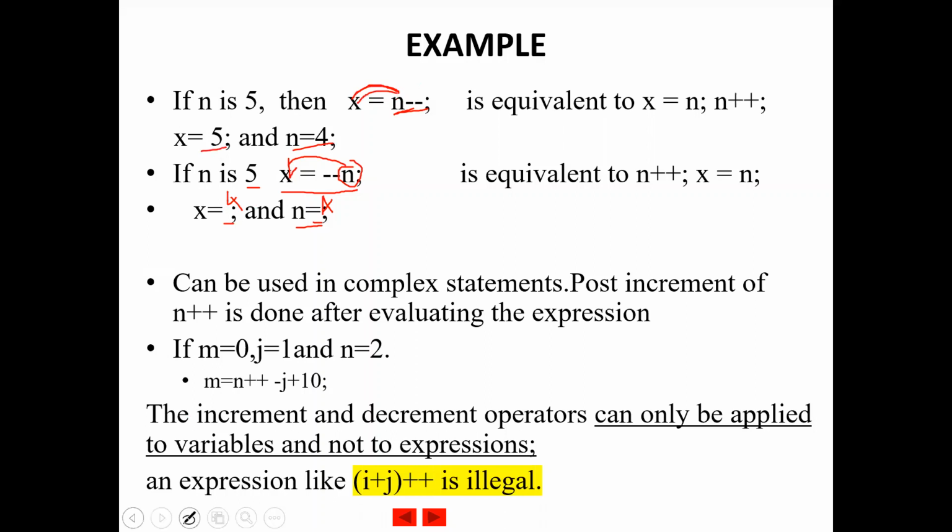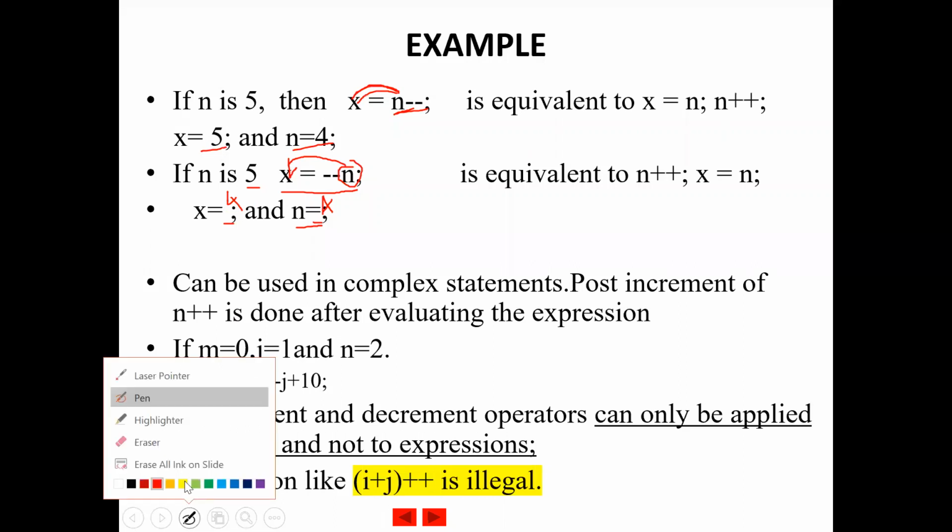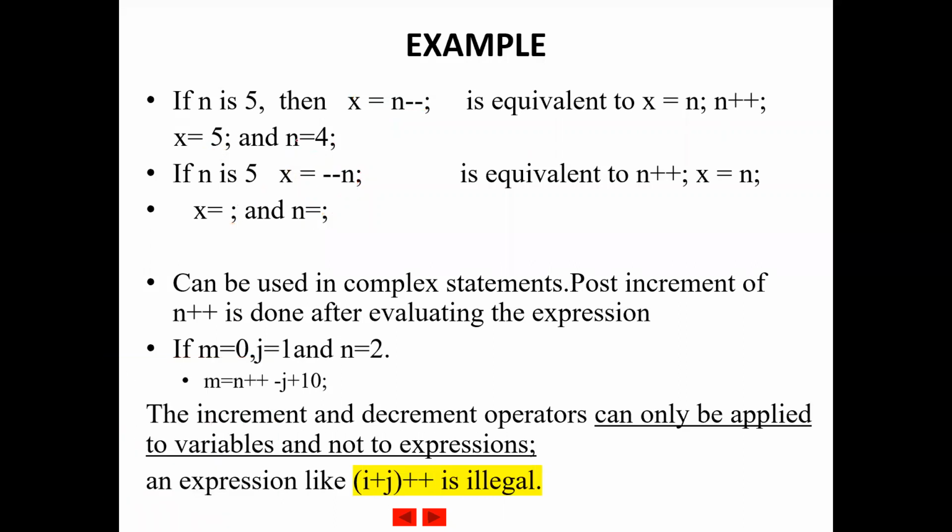But here what happened? Listen, Maunika, Praveen, those who made a mistake, I'm telling here. Here, first we will be decrementing, because the minus is coming first, so it will decrement the value of N. The current value of N is 5, so it will decrement it to 4. Got it? First we will decrement, then we will assign to X. So here X will be 4, and N? Already N is decremented, right? So N value also will be 4.